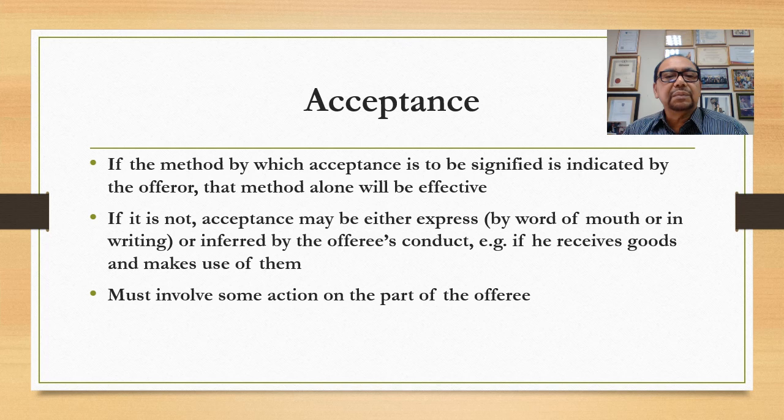So let's say this first part: if the method by which acceptance is to be signified is indicated by the offerer. Offerer means the person who is going to sell it. Those who want to sell, we call the offerer. Then if it is not indicated, acceptance may be expressed by word. So for the offerer, how they want to offer you can be in many ways, by word of mouth or in writing.